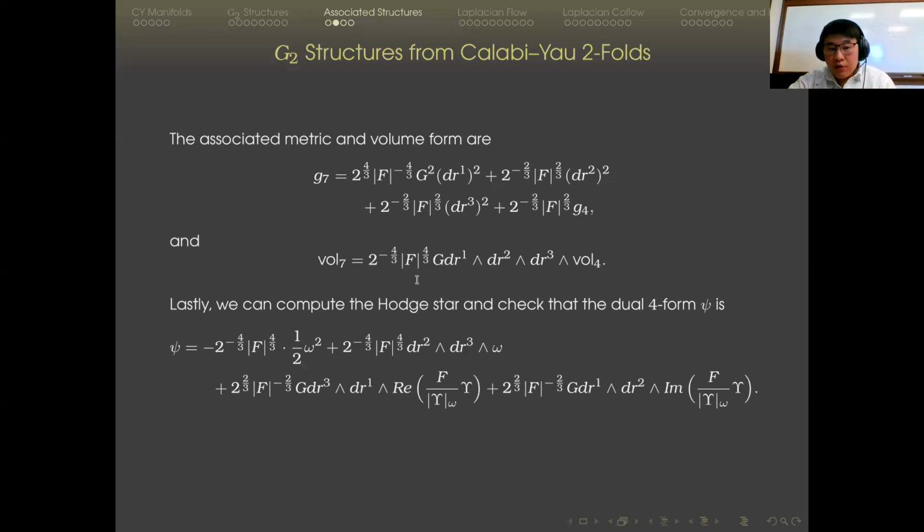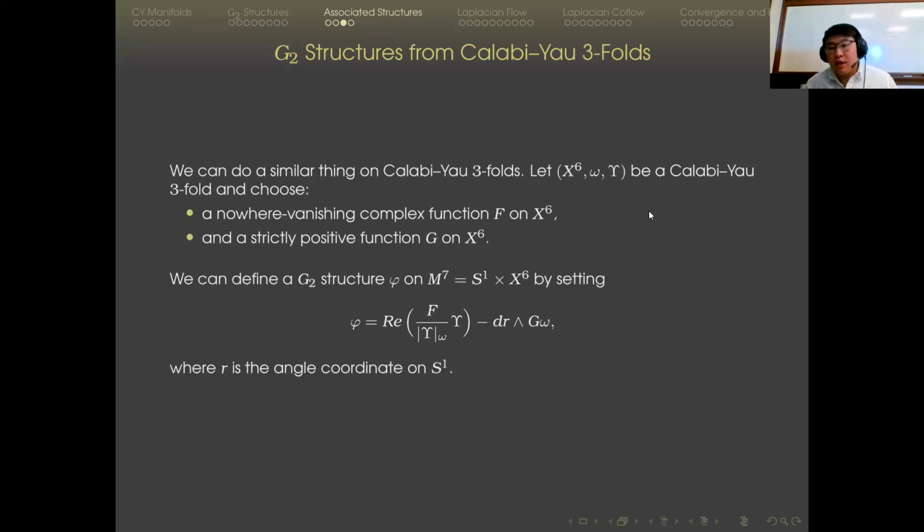We can also get the volume form, we get the Hodge star, and the dual 4-form. All of these are computed as such. The factors of 2 that show up are not really very important. They're just sort of a byproduct from going from the Hermitian metric to the Riemannian metric, right? Because the G2 structures are sort of done on something real, whereas the Hermitian is coming from something complex. So that adds the factor of 2 everywhere.